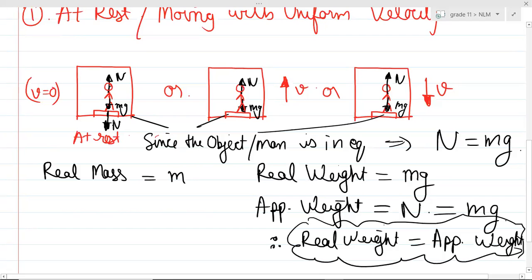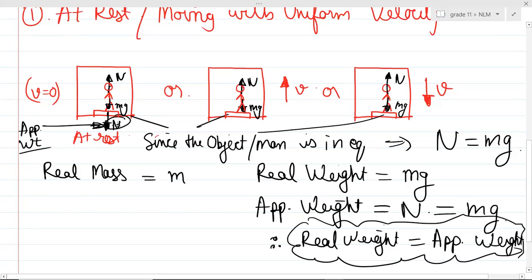What force is acting on the machine? The normal reaction is acting on the machine, right? The same normal reaction acts in the opposite direction. So this normal reaction is the apparent weight of this guy. Shall I write it? This is the apparent weight. Is this clear, guys?